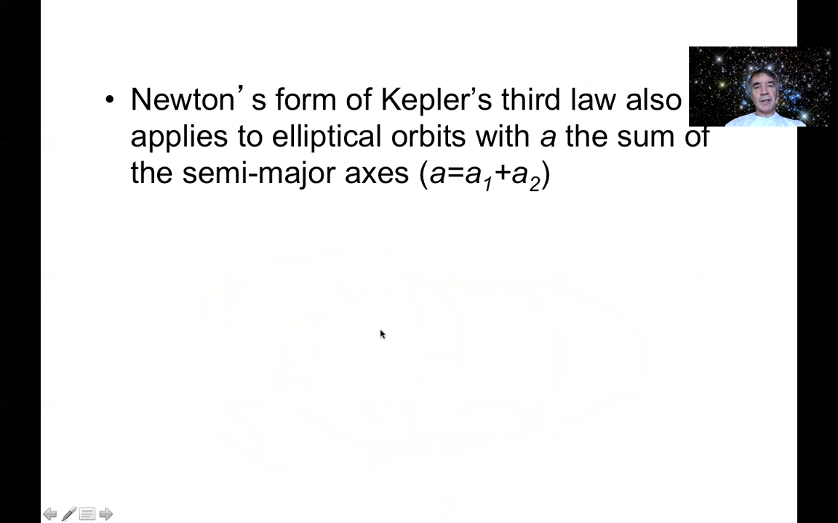So, handily for us, Newton's form of Kepler's third law also applies to elliptical orbits, even though we derived it for the circular orbits. All you need to bear in mind is that the A in that equation is now the sum of the semi-major axes of each of the individual orbits, rather than the circular radius R1 and R2 as we had before. So here, the A1 and A2 are the semi-major axes of each of the elliptical orbits of the two stars. And that's just as well.